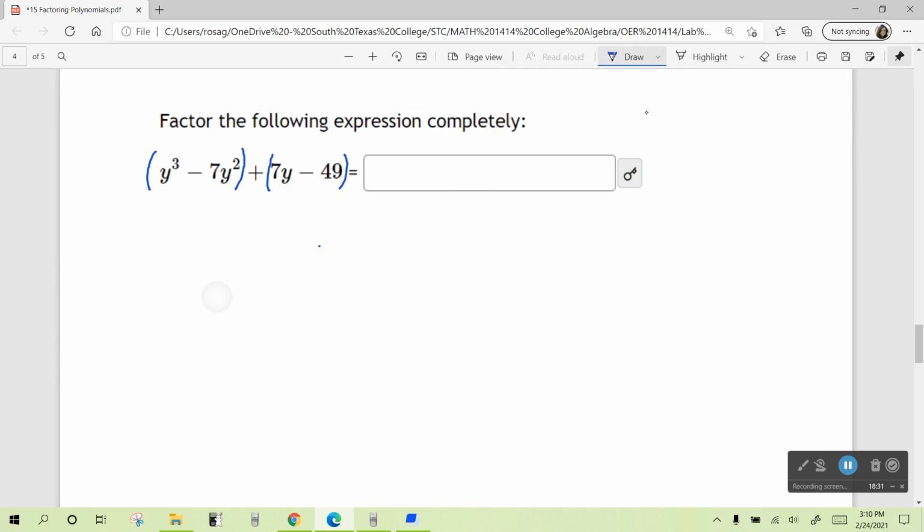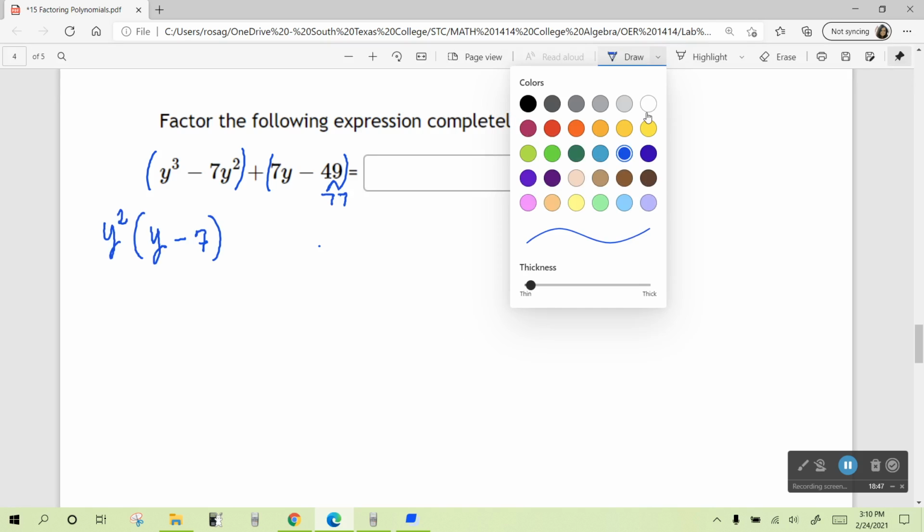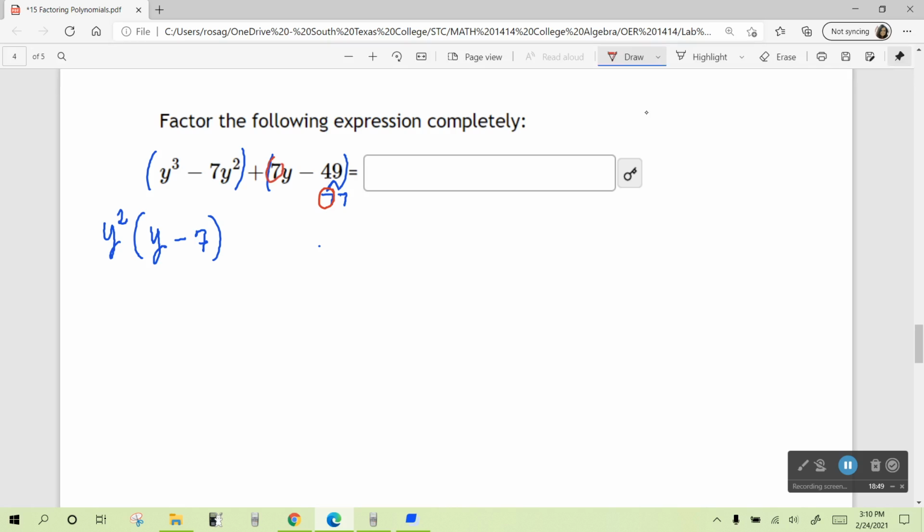Well, they both have a y, so I can take out the smallest power. And remember, we do subtract. So when I subtract with the 3, I get 1y. And then here, I just get a 7. And then over here, remember, this is 7 times 7. So we do have a 7 in common. And when I take that out, I'm left with y. And then on this one, I'm left with a 7.